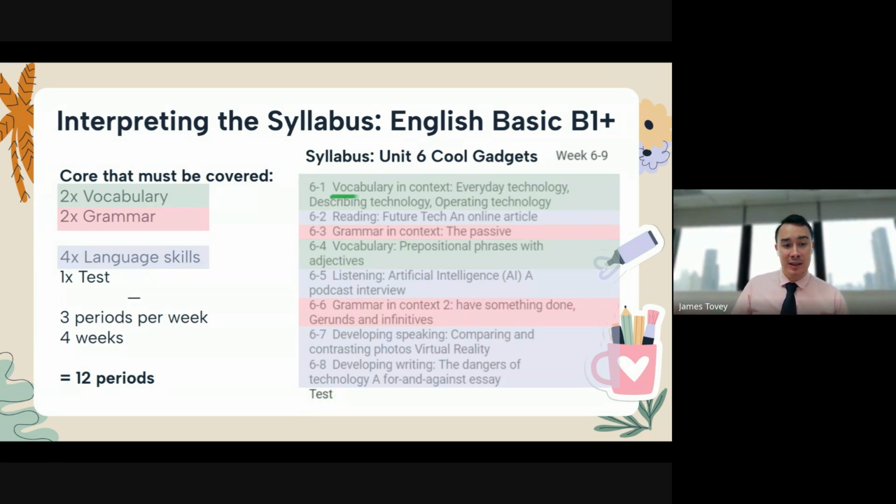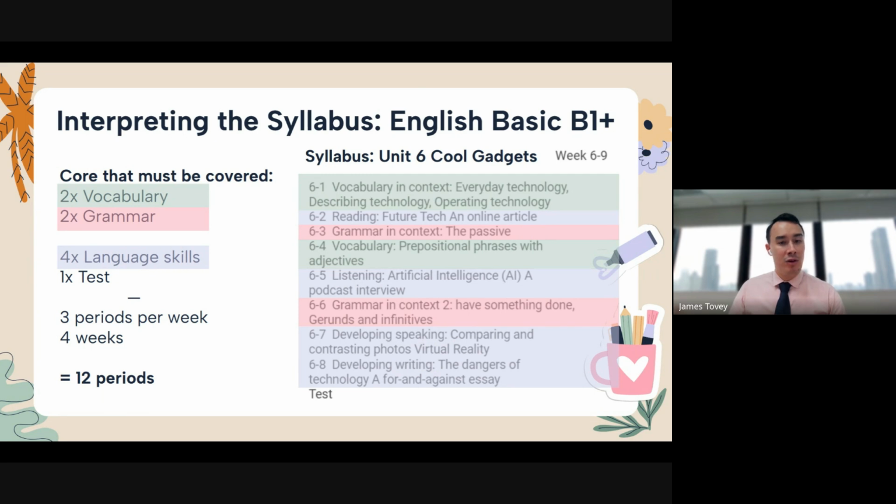Now, we can see that it says vocabulary there, and that's how we've got our information. Now, different language skills, and this is important, we've got reading, speaking, listening over here, and we've got writing. So we've got those four. We'll come back to those in a bit more detail in the next slides.